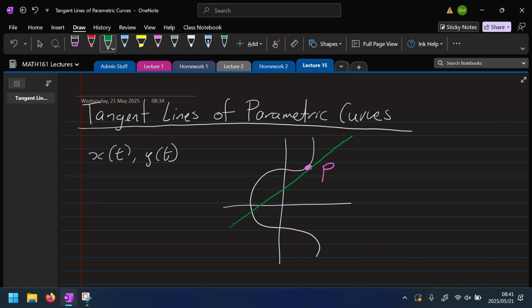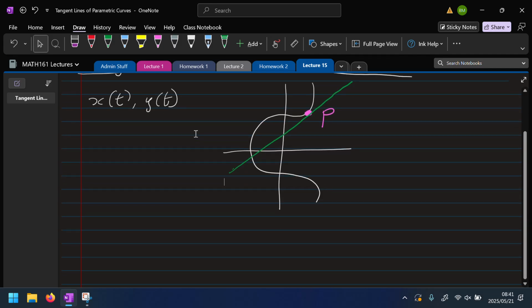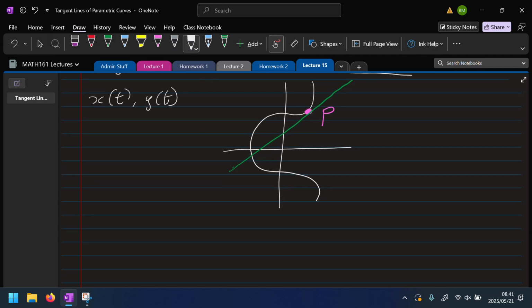Now, we're not given the curve in terms of x and y. We're given the curve in terms of x of t and y of t. So how do we then find the tangent line? Okay, well, the first thing to do when finding the tangent line is finding the gradient. So we want to find y prime or f prime at that point P. So let's say we can write this curve as y is equal to f of x. But we know that it's not y as a function of x. We know y is y of t and x is x of t. So we can write this as y of t is equal to f of x of t.